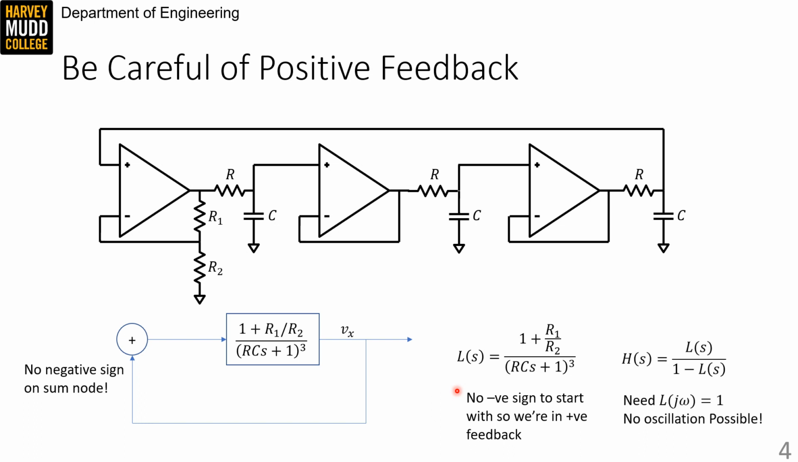So the closed loop gain of a system in positive feedback is L of S over 1 minus L of S, instead of 1 plus L of S down here. And so you need L of j omega to be equal to +1 in order for this system to oscillate. And you would need a 4th pole to do that. There's no way you can get 360 degrees of phase out of this expression.